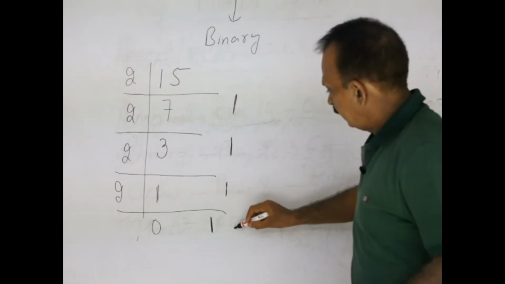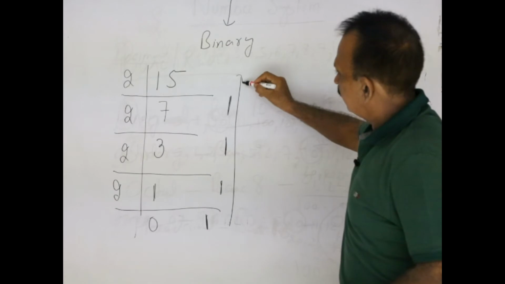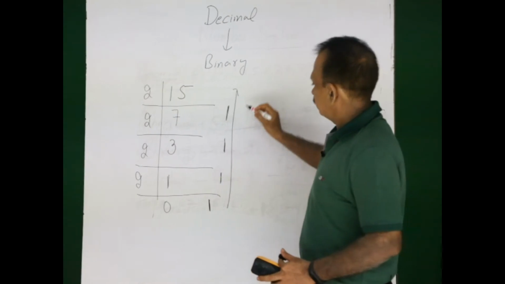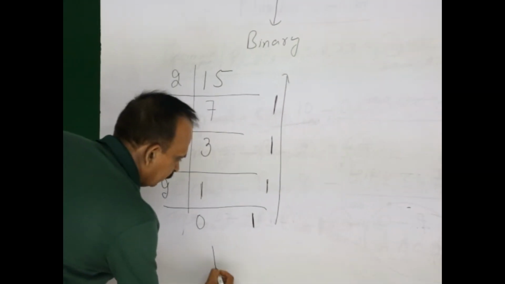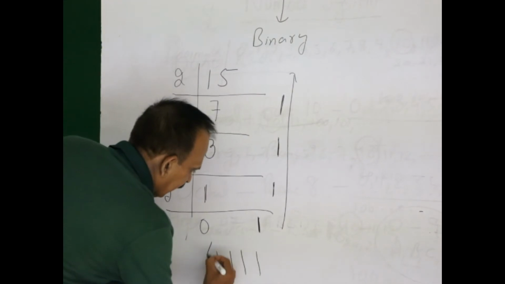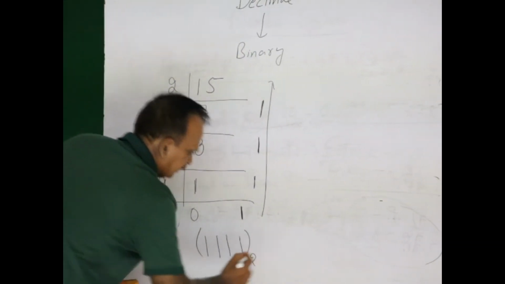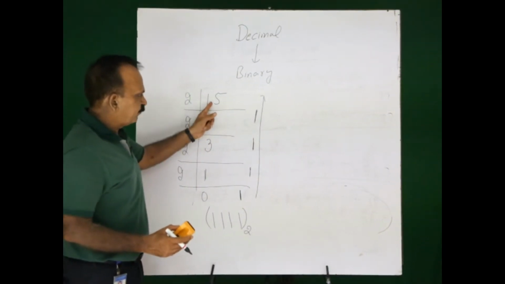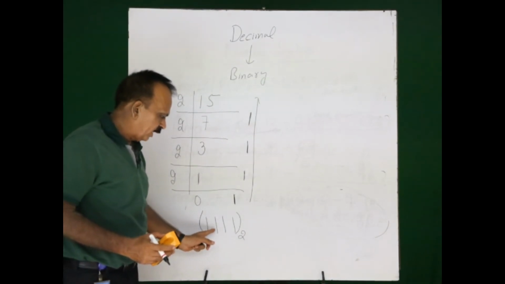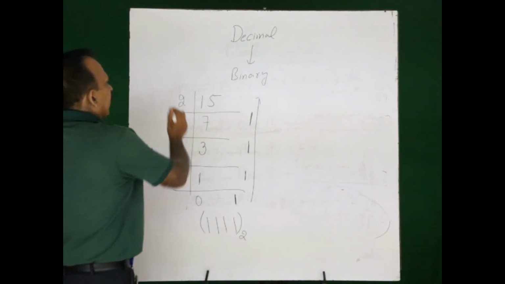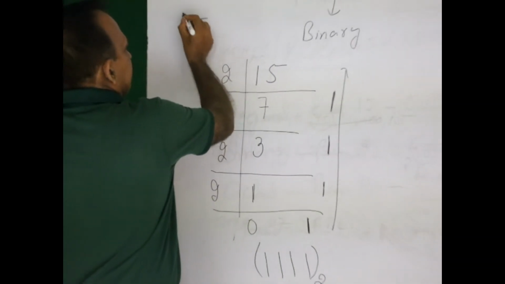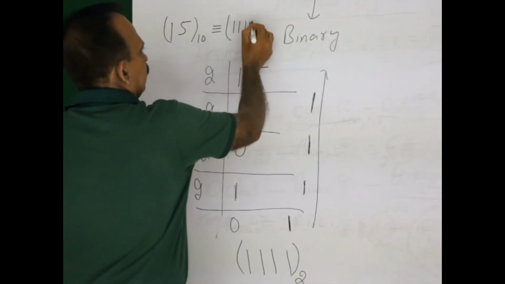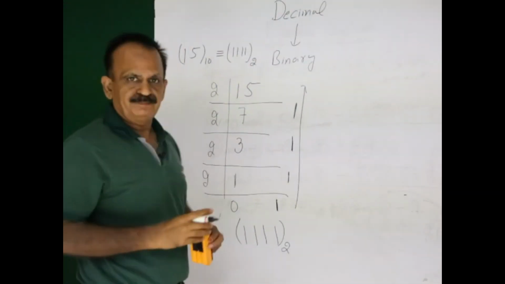Then write the remainder from bottom to top. The result we get is the binary equivalent of the number 15, and this will be 1 1 1 1, written in brackets, and after that the base of the number system, 2. This means that 15 in binary is 1 1 1 1. I can even represent this as 15 in the decimal number system, which is equivalent to 1 1 1 1 in the binary number system.